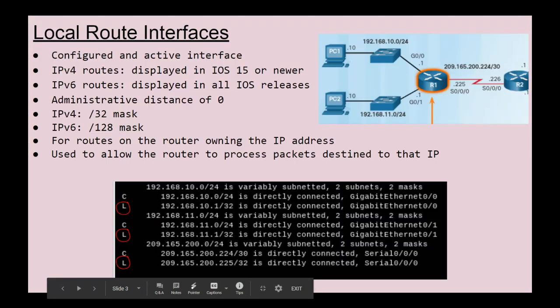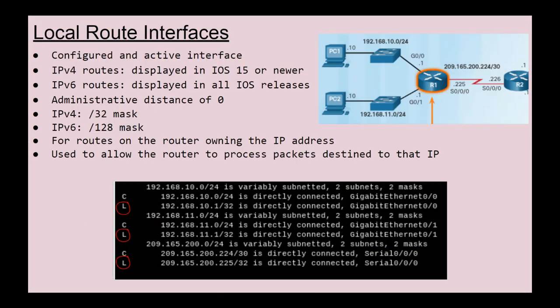Local route interfaces are added when an interface is configured and active. The difference between a local route and a directly connected interface is subtle. This is because local routes didn't exist until recently. This entry is only displayed in IOS 15 or newer for IPv4 routes, and all IOS releases for IPv6 routes. On the other hand, connected routes had existed for longer.